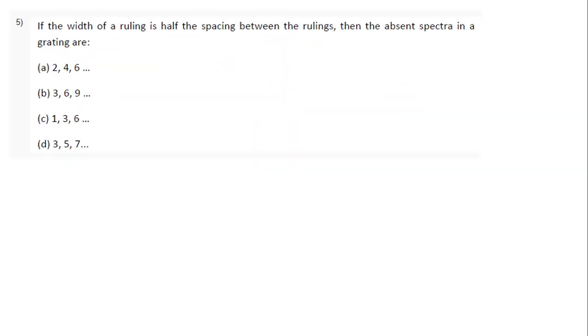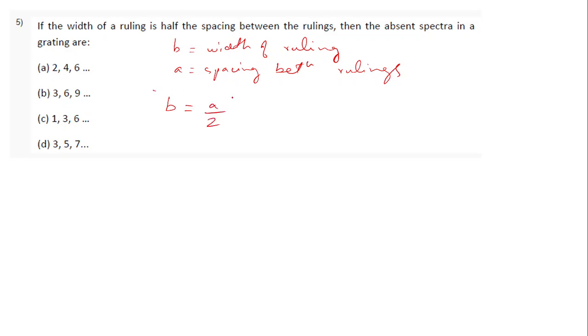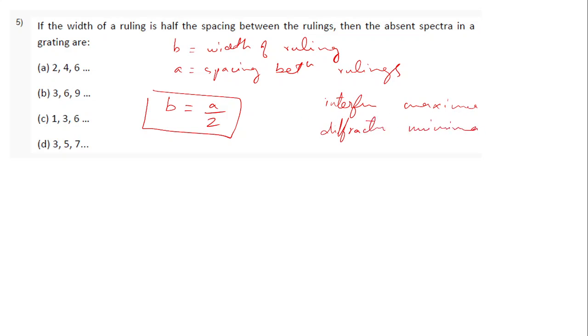Next question. If the width of a ruling is half the spacing between the rulings. Let's consider that b is the width of ruling and a is the spacing between the rulings. Given that the width of ruling is half of the spacing, we need the absent spectra in a grating. In this grating, due to interference we have maxima, and due to diffraction we have minima, and when they overlap, these interference maxima will be missing. From there we'll check which orders will be absent here.